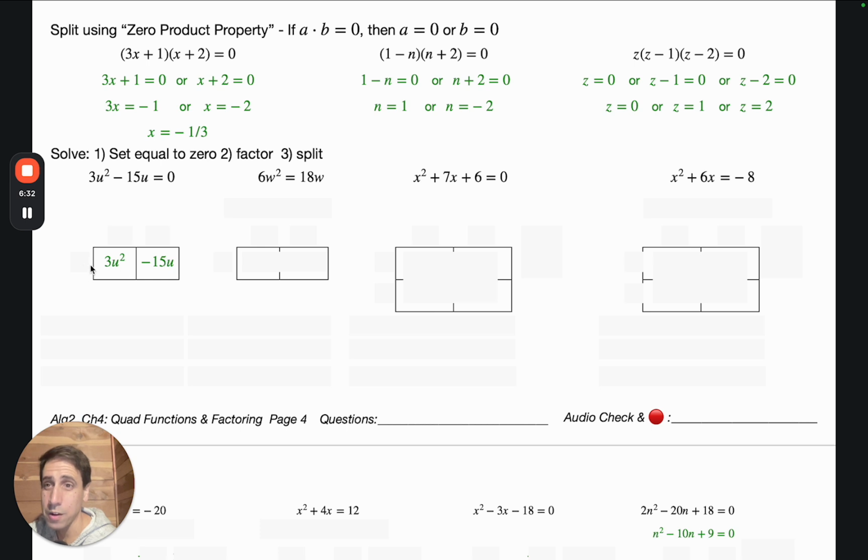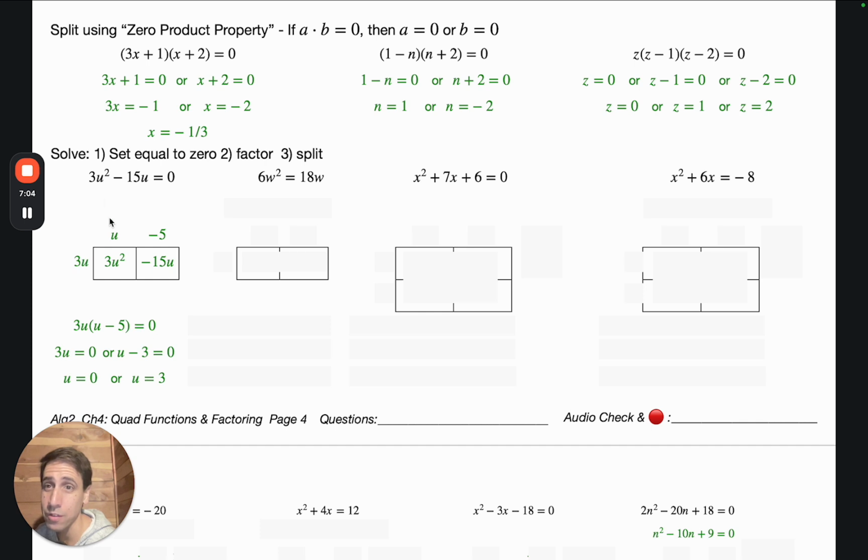What's the greatest common factor between these two? 3u, because 3u multiplies up to both of these terms. Then what is the leftover? u. What's the leftover here? Negative 5, because 3u times negative 5 is negative 15u. Now that it's like this, we can write it in factored form. This used to be here. Now we've factored it, and because it's in factored form, we can split. And now we can solve. And now we have our two answers.